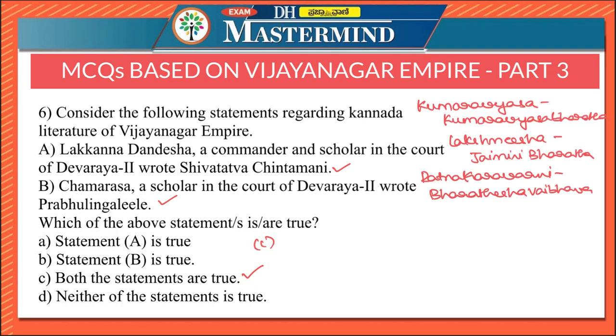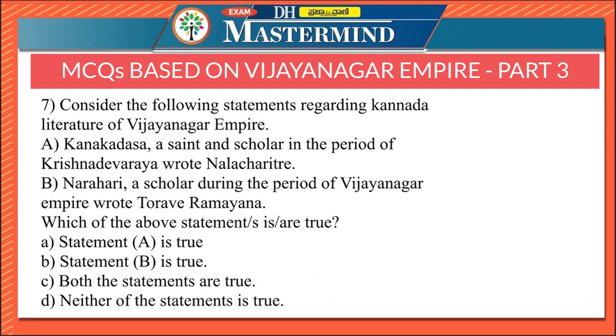The other prominent Kannada poets of Vijayanagar Empire were Kumaravyasa, Lakshmisha and Ratnakaravarni. Kumaravyasa has written Kumaravyasa Bharata. Lakshmisha has written Jaimini Bharata. While Ratnakaravarni has written Bharatesha Vaibhava. Please remember these authors as well as their works. These are very important. Now let us look at the seventh question.